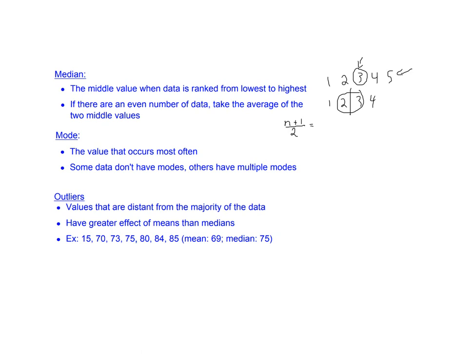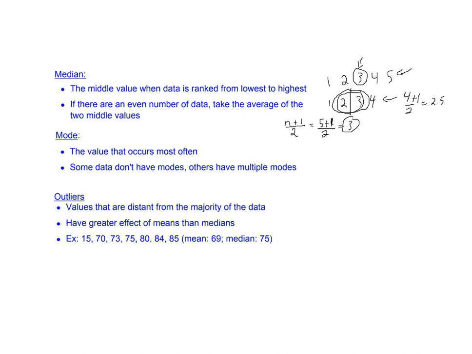So in our example, there were 5 data points. 5 plus 1 is 6, and we divide that by 2, which gives us 3. So that tells us that we're interested in the third element, and sure enough, that's what we had. In the case here, there were 4 elements. 4 plus 1 is 5. We divide that by 2 and we get 2.5, which means that we want the item between the second and the third element, which is exactly what we figured out how to do.